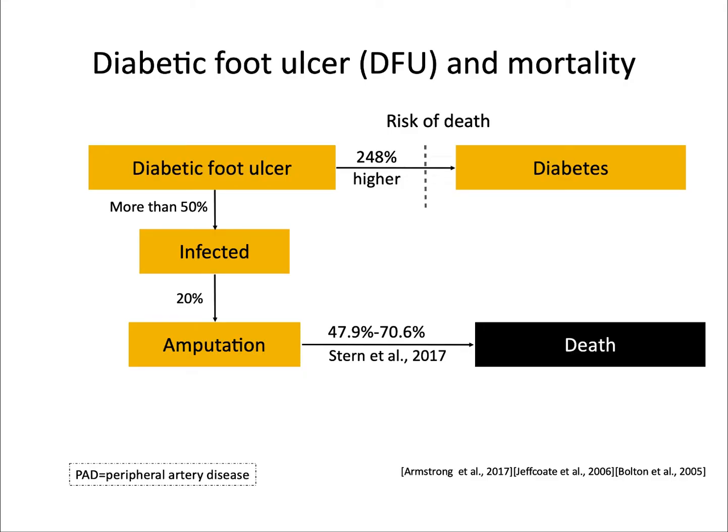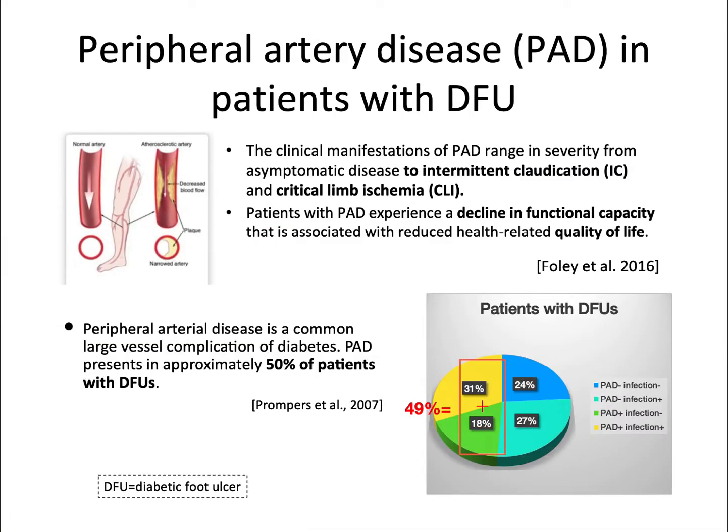Diabetic foot ulcer is one of the most serious complications of diabetes. It will lead to some level of lower extremity amputation, and the risk of death is higher when the patient has foot ulcer or becomes amputated. Peripheral artery disease is an independent risk factor for foot ulcer, infection, and amputation. Peripheral artery disease is abbreviated PAD. The severity ranges from asymptomatic to critical limb ischemia.